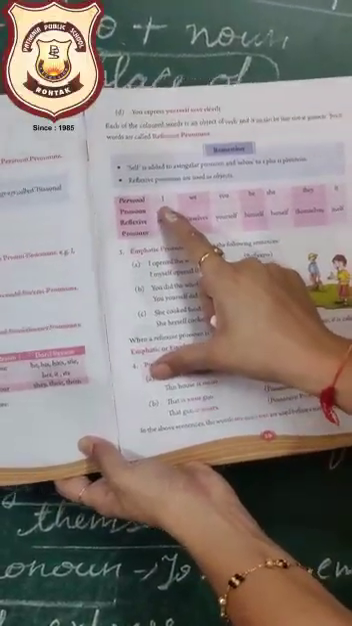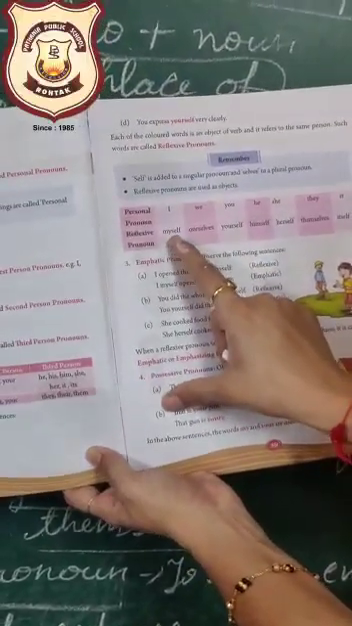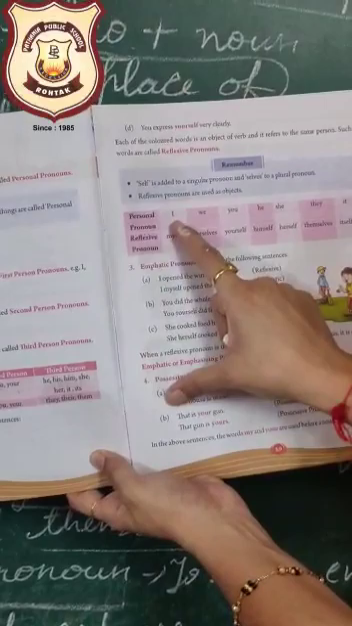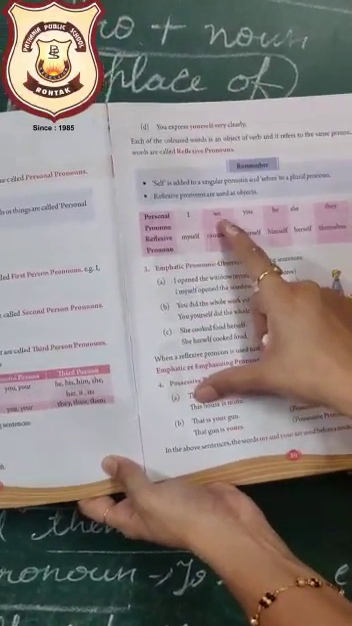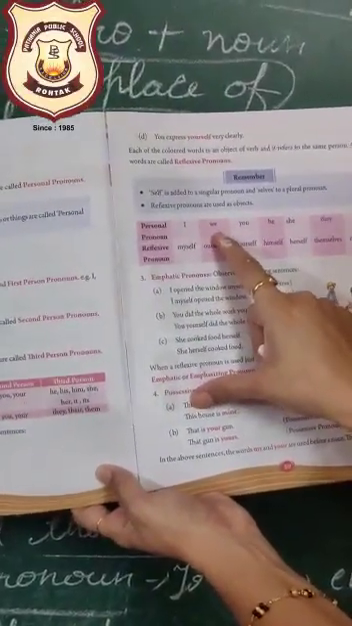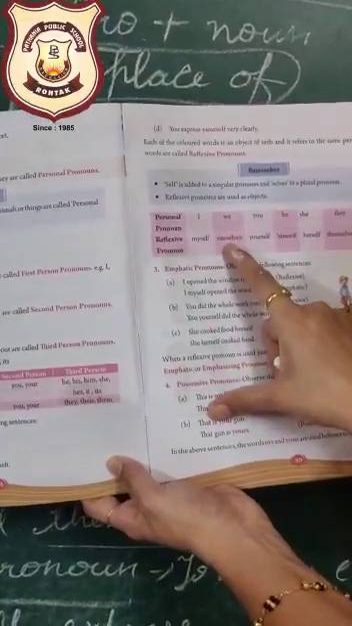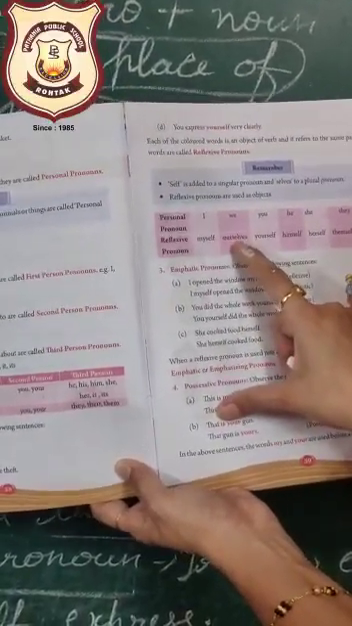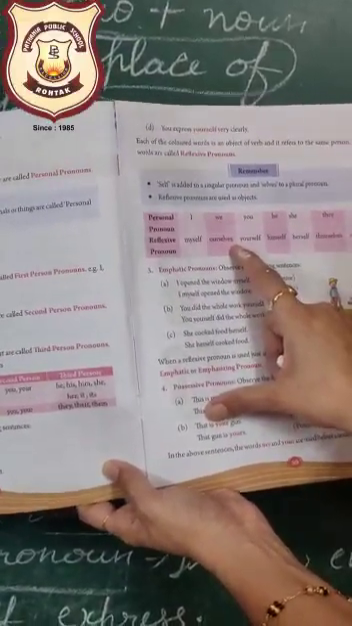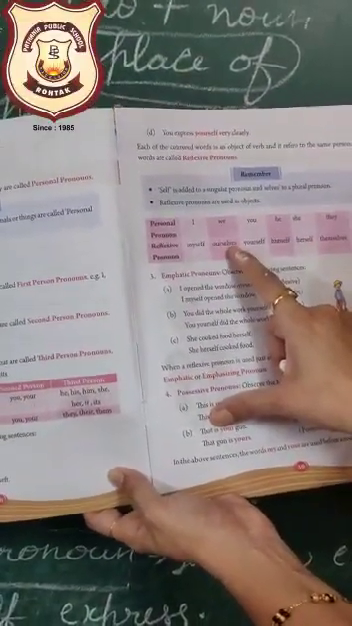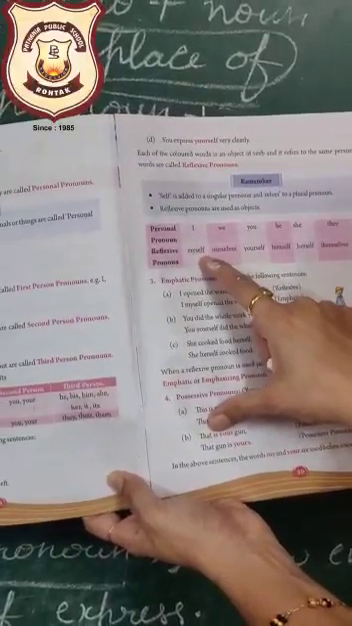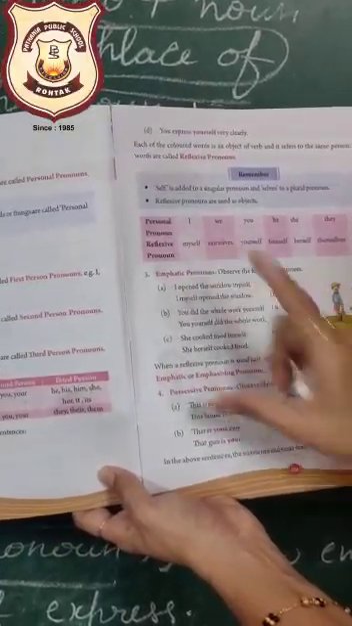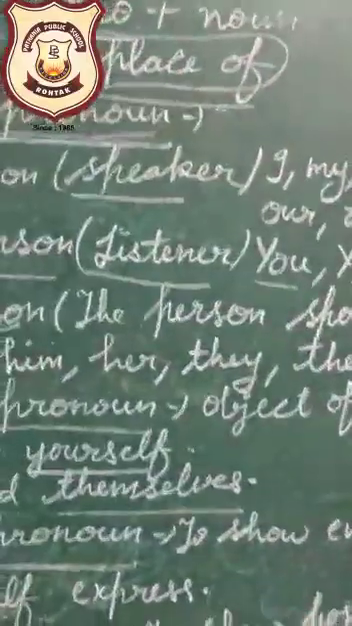Why? Beta, if a pronoun is singular, then we will add only SELF. I is a singular pronoun. But if a pronoun is plural, we is a plural pronoun, then what will be the reflexive pronoun? We will not add SELF. We will add SELVES. So with plural pronoun we will add VES. With singular pronoun we will add SELF. I hope it is clear.